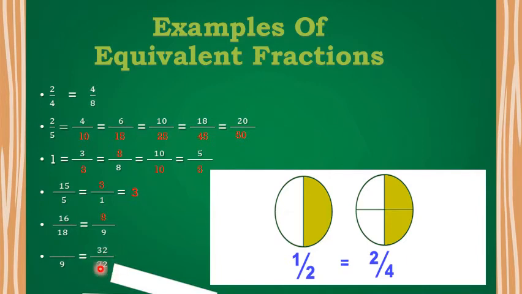The last one, blank over 9 equals 32 over 72. The complete fraction is this. So 72 will be 9, so 72 decreased to be 9. 72 divided by what equals 9? Divided by 8. So I make 32 divided by 8 equals 4.